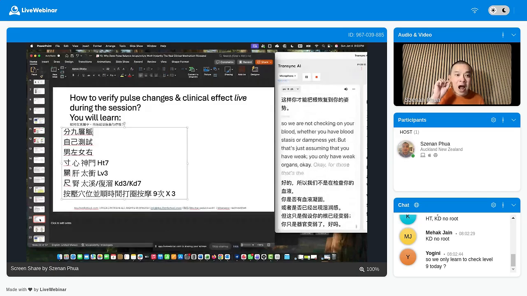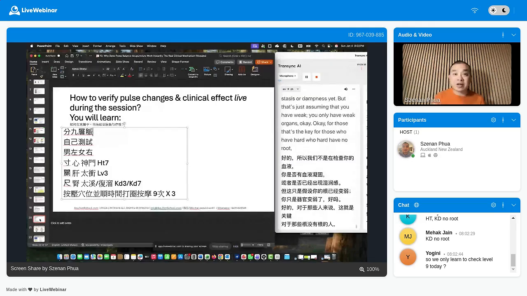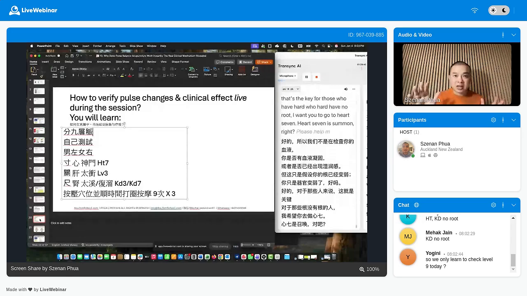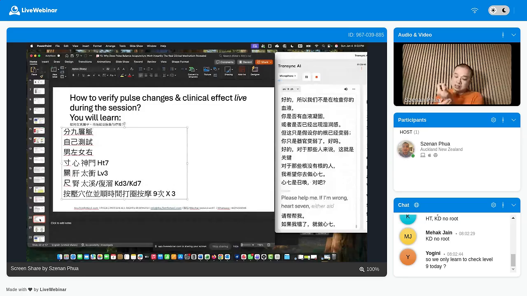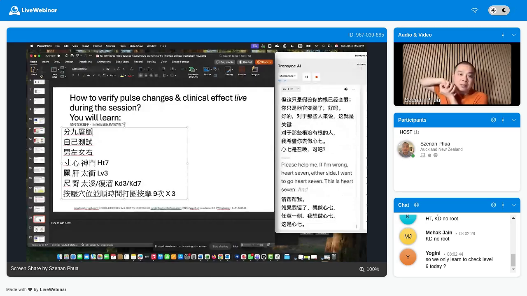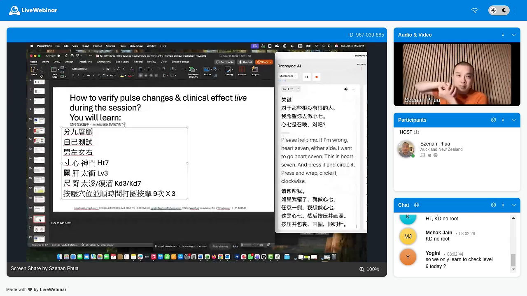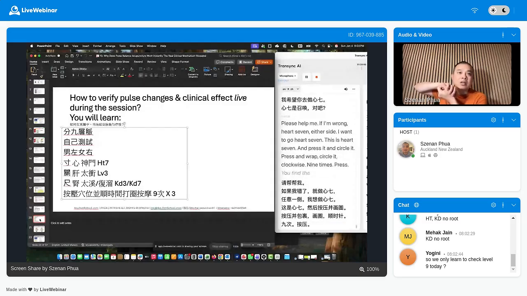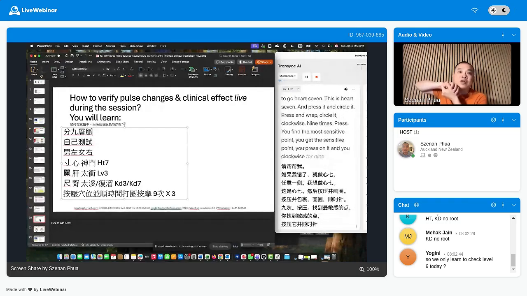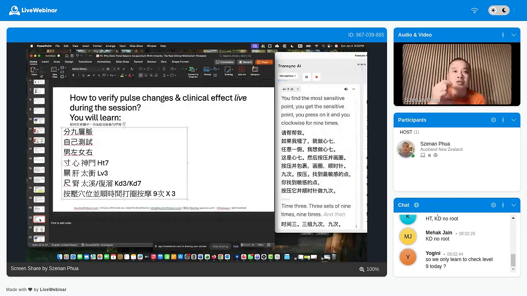For those who have heart with no root, I want you to go to Heart 7. Heart 7 is someone, right? Please help me if I'm wrong. Heart 7, either side. This is Heart 7, and press it and circle it. Press and rub, circle it clockwise 9 times. You find the most sensitive point, you press on it, and you go clockwise for 9 times. 3 sets of 9 times, and then you check the pulse of the root again.